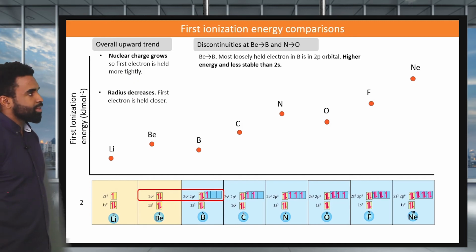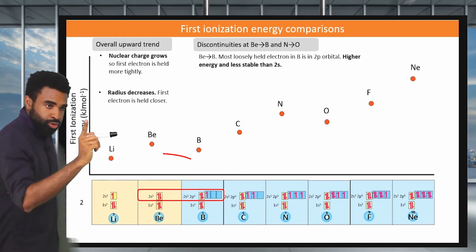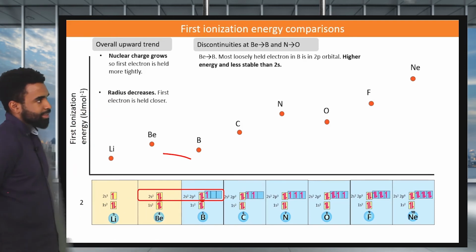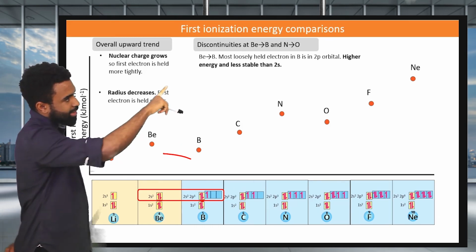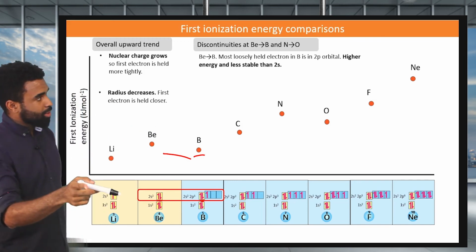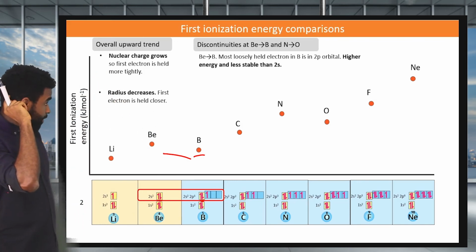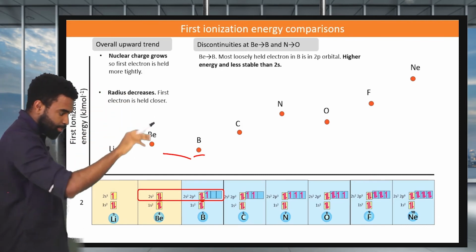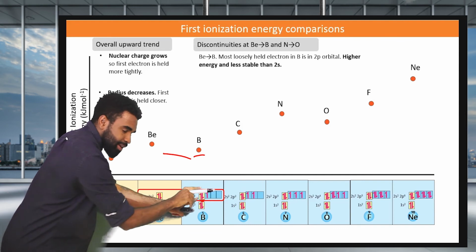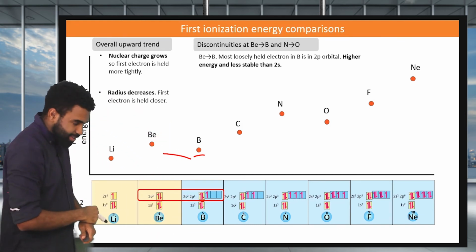Let's move on to the discontinuities. What is this discontinuity about, the beryllium to boron? To explain it, we need to look at this sublevel diagram, or this orbital diagram. What it says there is that the most loosely held electron for boron is in a 2p orbital, while it is in a 2s orbital for beryllium. Okay, and 2p is higher in energy and less stable than the 2s. You can see here I've drawn the 2p as higher energy than the 2s, which means it's easier to remove.